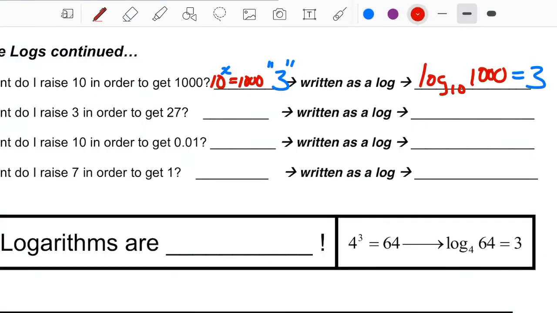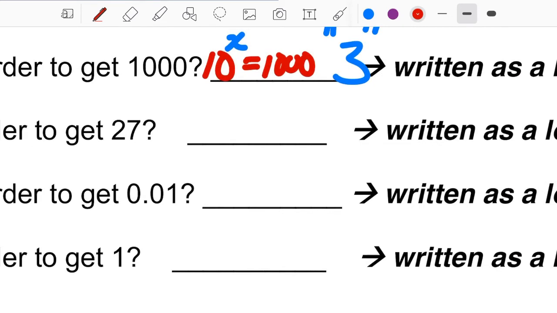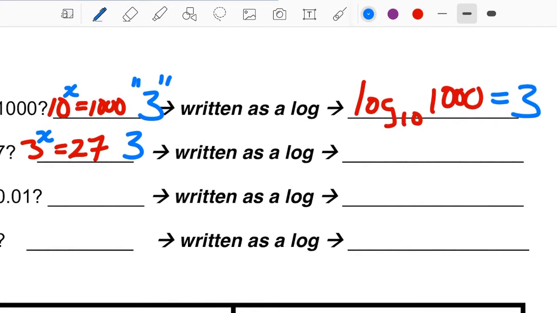All right, so how'd you do with the remaining ones? 3 to what power is 27? And of course, that's also the number 3. And if we write that as a log, you would say the log base 3 of 27 equals 3.